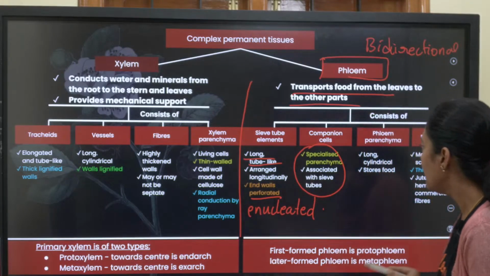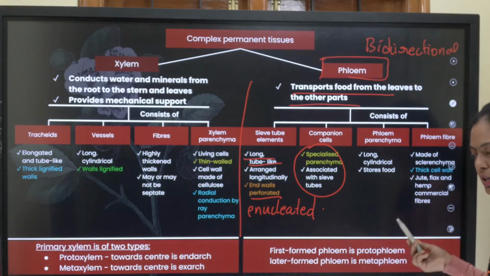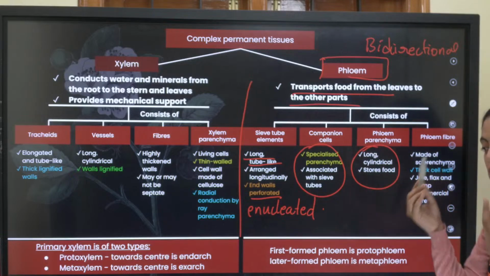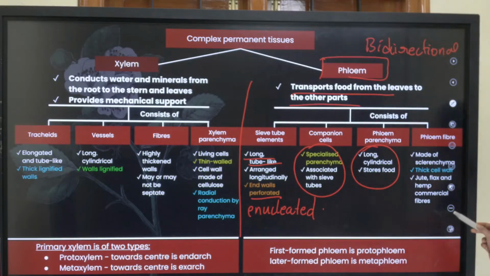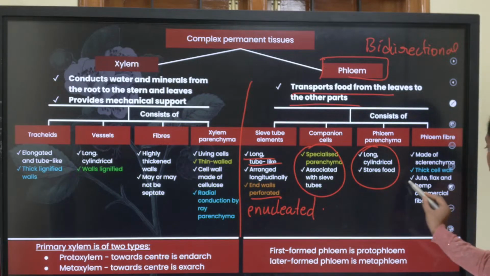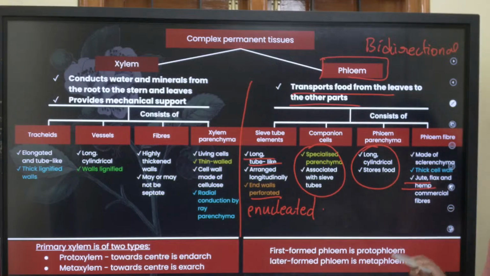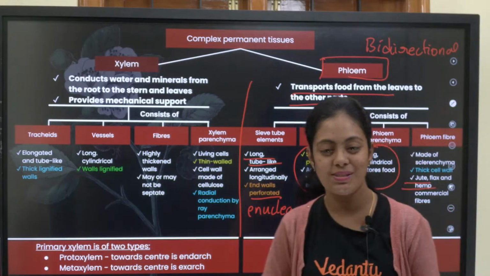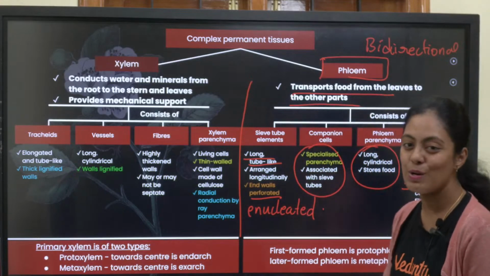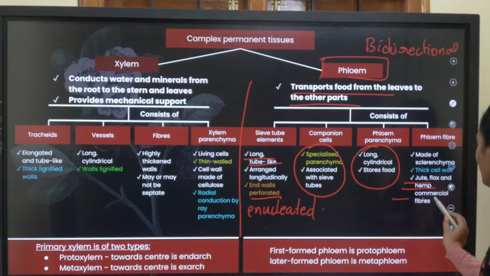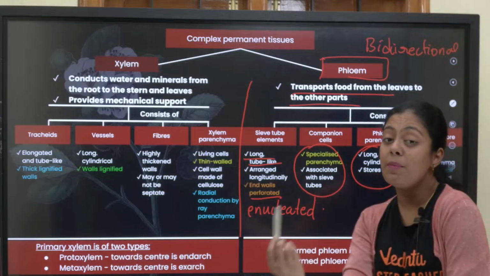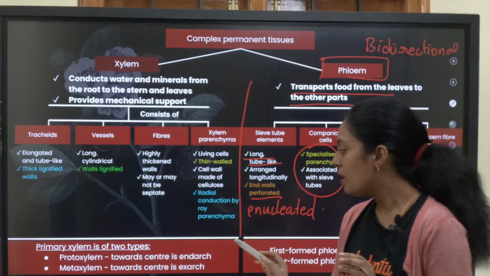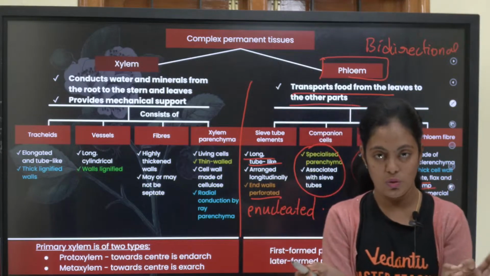Very easy. Then phloem parenchyma, I already told you, they are long, cylindrical, and they store food. Then you have phloem fibers, made up of sclerenchyma. Your jute, flax and hemp fibers, the jute bag, are all nothing but your phloem fibers. All these are used for commercial purposes.